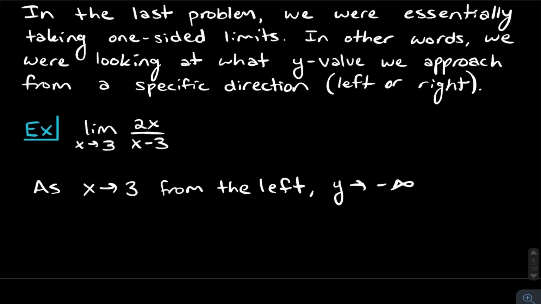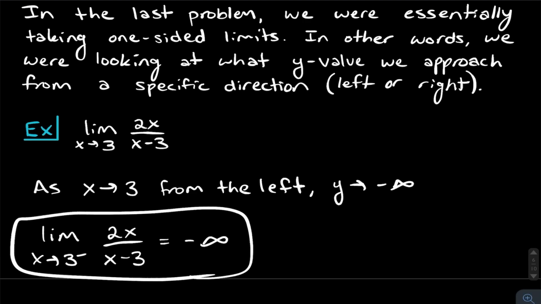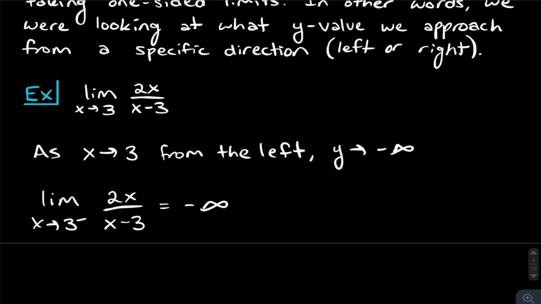And so we write that as the limit as x approaches 3 from the left side, from the negative side. So we put a minus there. And we say 2x over x minus 3. That's our function, and then we have negative infinity there. So that's a one-sided limit from the left, and then we can do a one-sided limit from the right. And so we said that from the right, from the positive side, we get that this thing is equal to infinity.